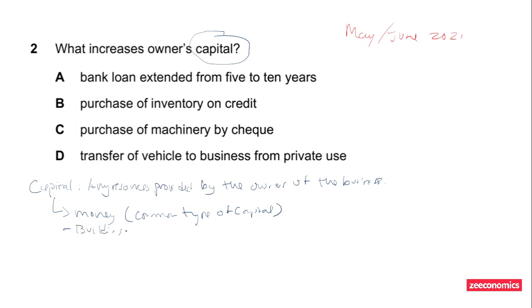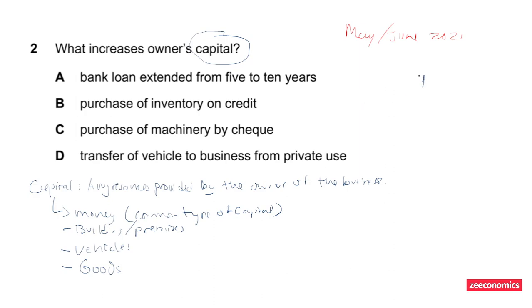okay? Building or premises, or it can also be in the form of vehicles, okay? Cars, motorcycles, any vehicles that you own, for example, trucks. And then it can also be in the form of goods or supplies. All right. So I'm going to give you an example to explain this question.